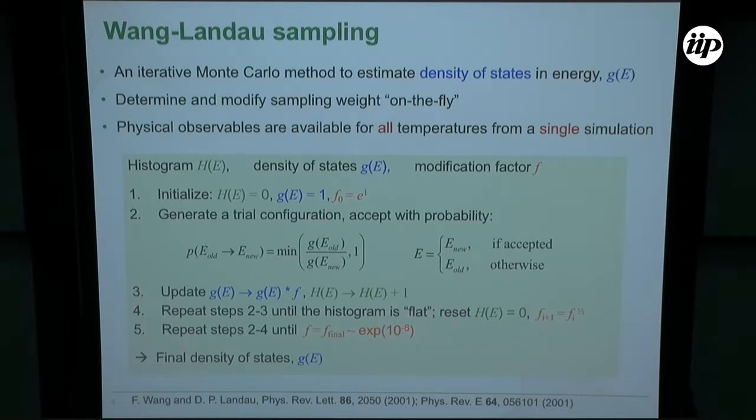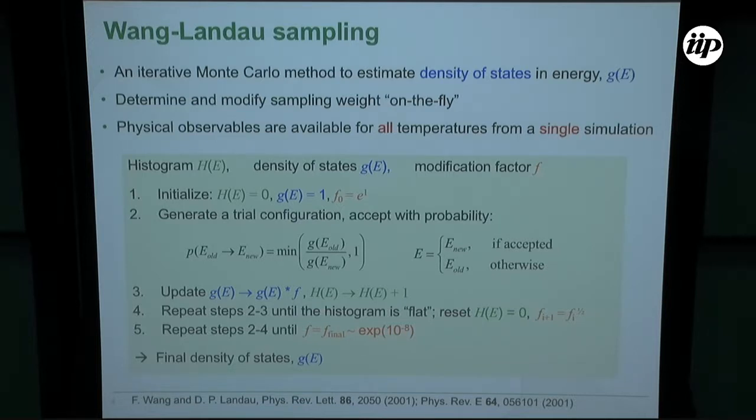Usually you take the histogram to be flat if all the entries in the histogram are no less than a certain factor of the average of the histogram. If the histogram is flat, then you reduce the modification factor, and then you repeat all these steps until a predefined value is reached. And usually we take this as at least 10 to the power minus 6, and a better estimation, or better convergence, will be obtained if you do more iterations after that. So the final product you will get out from Wang-Landau sampling is the density of states g(E).